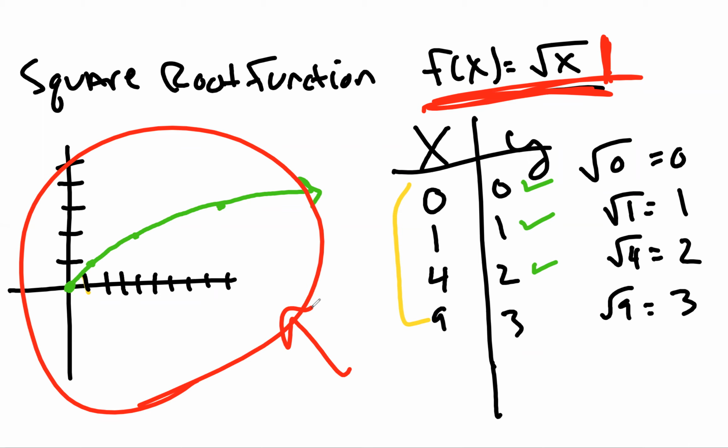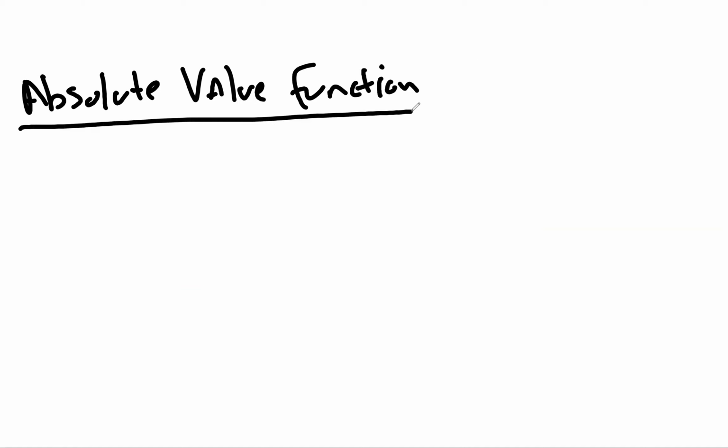All right, so then let's look at the last one, okay? The last parent function. This one is called the absolute value function. And we talked about absolute value a long time ago. And we know that absolute value on a number line is just the distance from 0. And we also know that the absolute value function is not going to be able to be negative, so to speak. And so the function itself looks like this: f of x equals the absolute value of x.